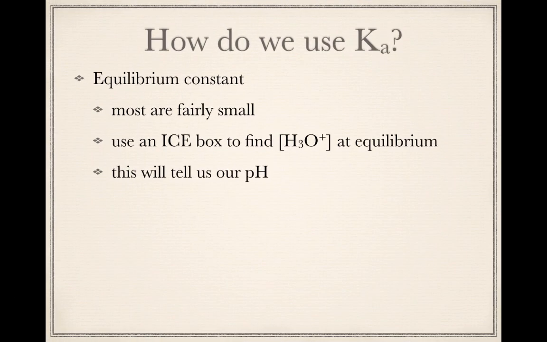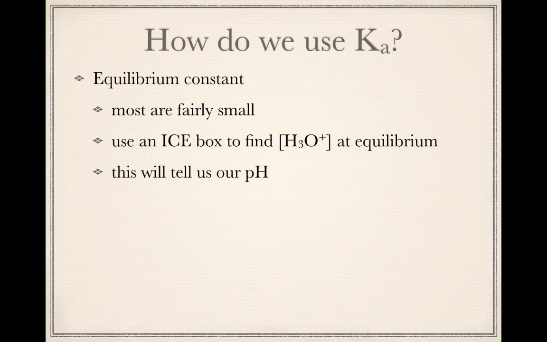And in the previous lecture, we had talked about the acid ionization constant, Ka, and what we want to learn today is how do we use that value, Ka. Well, it is an equilibrium constant, as we learned, and as we see, most Kas are fairly small. The larger ones tend to be in the 10 to the minus 2, 10 to the minus 3 range, while many of them are in the 10 to the minus 6, 10 to the minus 7, 10 to the minus 8 range.